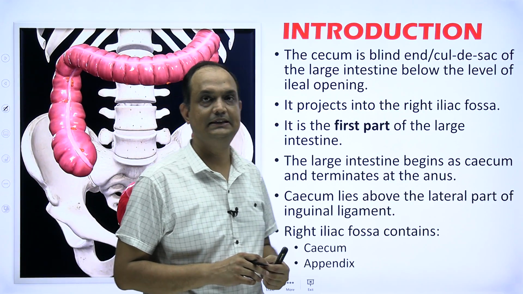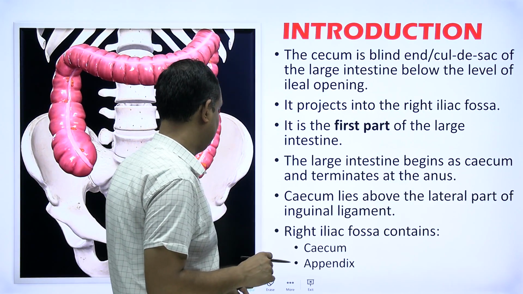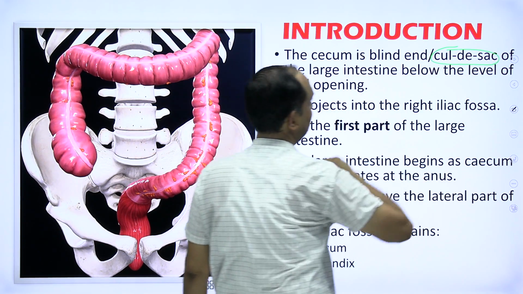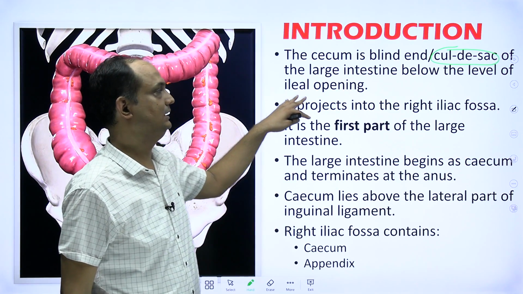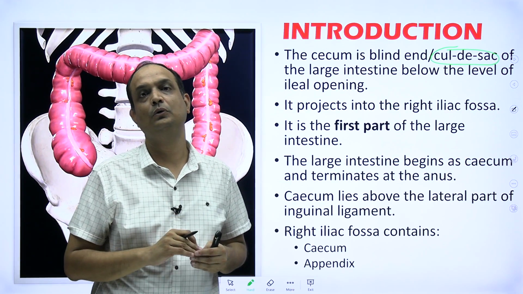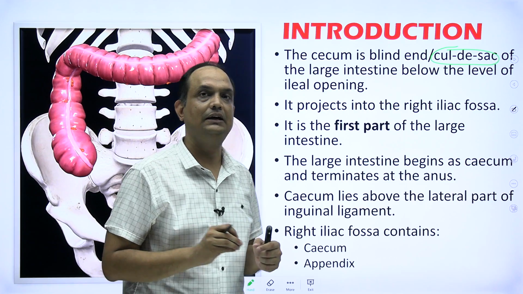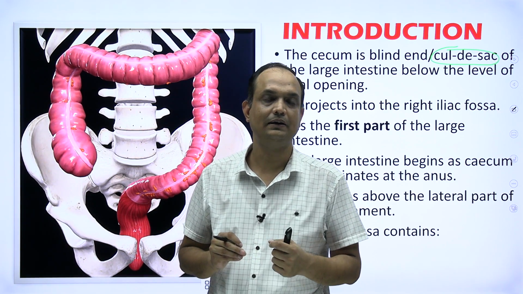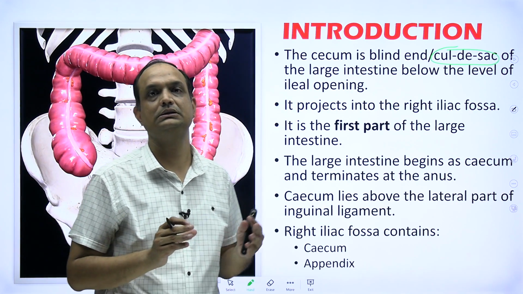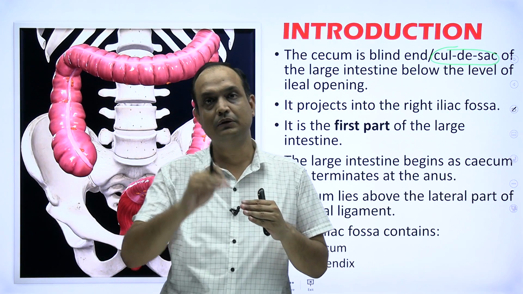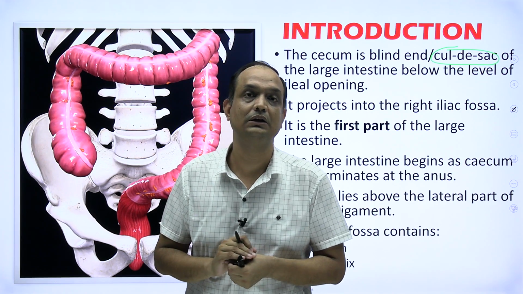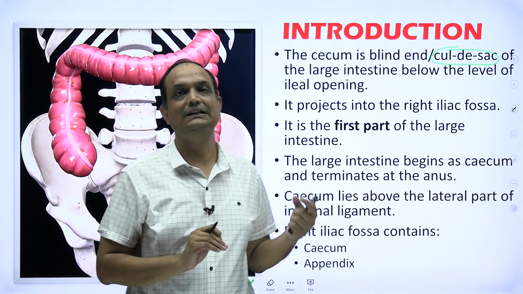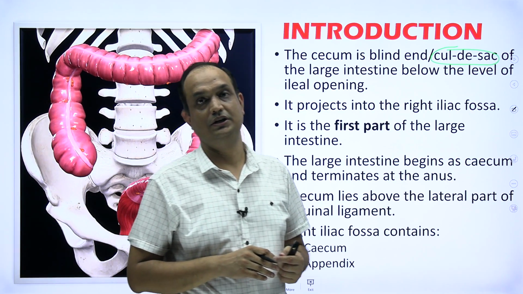When you see the cecum, it is a blind end, or you can say a cul-de-sac. Now this cul-de-sac, or blind end of the large intestine, lies below the opening of the ileum. You know that the ileum opens into the ascending colon, but the cecum lies below that opening into the colon, which is known as the ileocolic junction. So the cecum lies below the ileocolic junction.